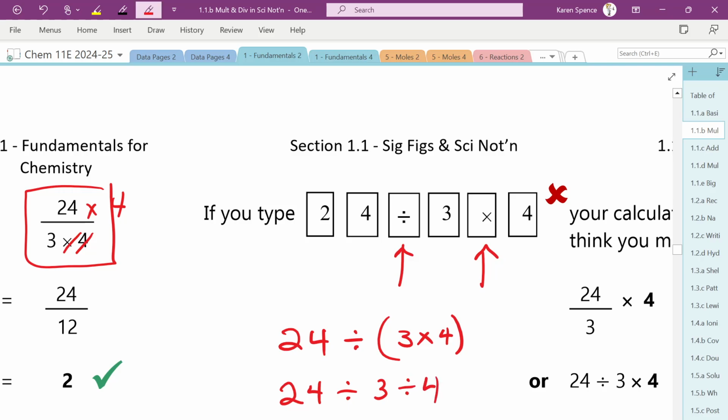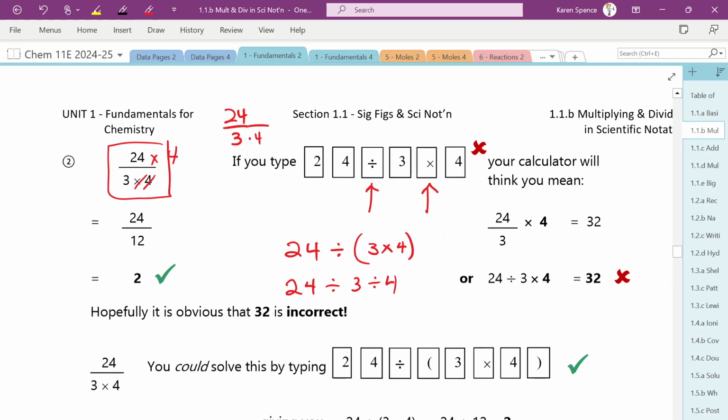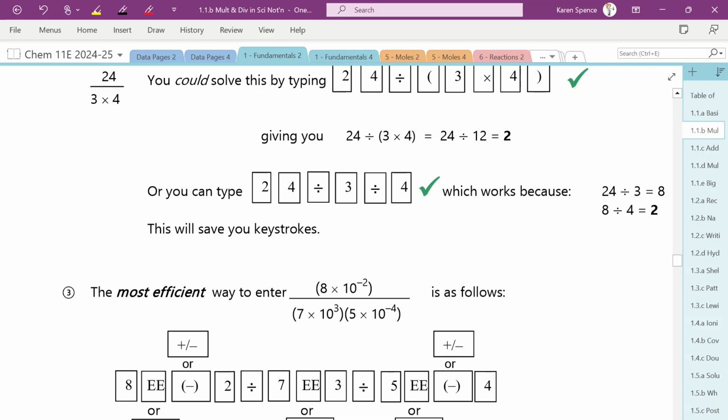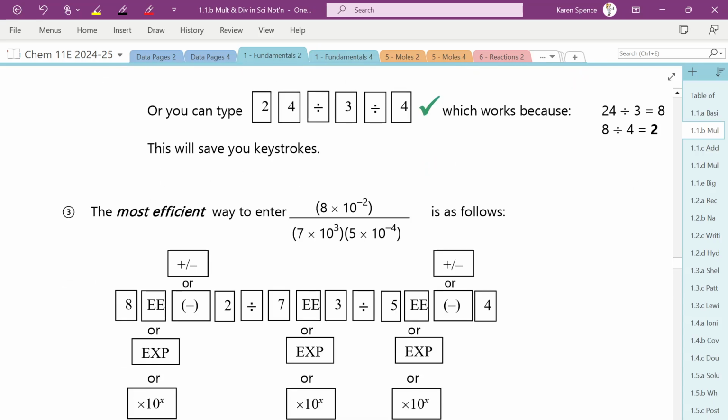You can just go 24, divide by 3, divide by 4. Okay? So that just makes life faster for you because you're taking 24 and you're dividing by 3 and you're also dividing by 4. Okay, so you go 24 divided by 3 divided by 4, and that will work nicely for you. Okay? So that is some little calculator tips to make your life easier.